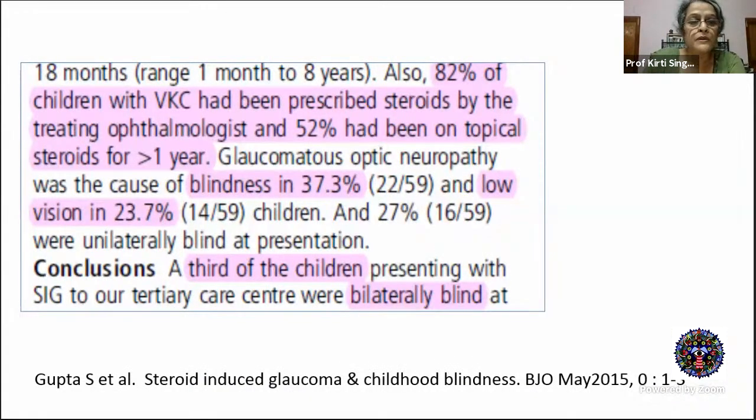This study by Gupta et al., way back 6 years ago, showed that 82% of patients have been prescribed steroids at some time or the other, and almost 50% have been on steroids for more than 1 year.